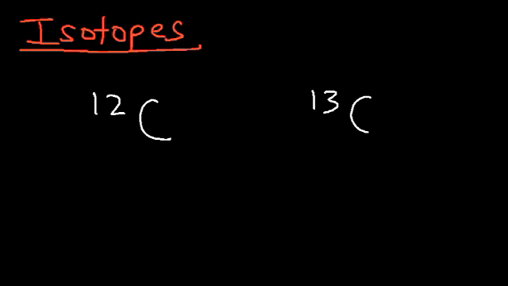Now, every type of carbon atom has an atomic number of 6. The atomic number identifies the element. However, carbon may have a different mass, but carbon will always have an atomic number of 6. So carbon-12 has 6 protons, and carbon-13 also has 6 protons because the atomic number is 6.